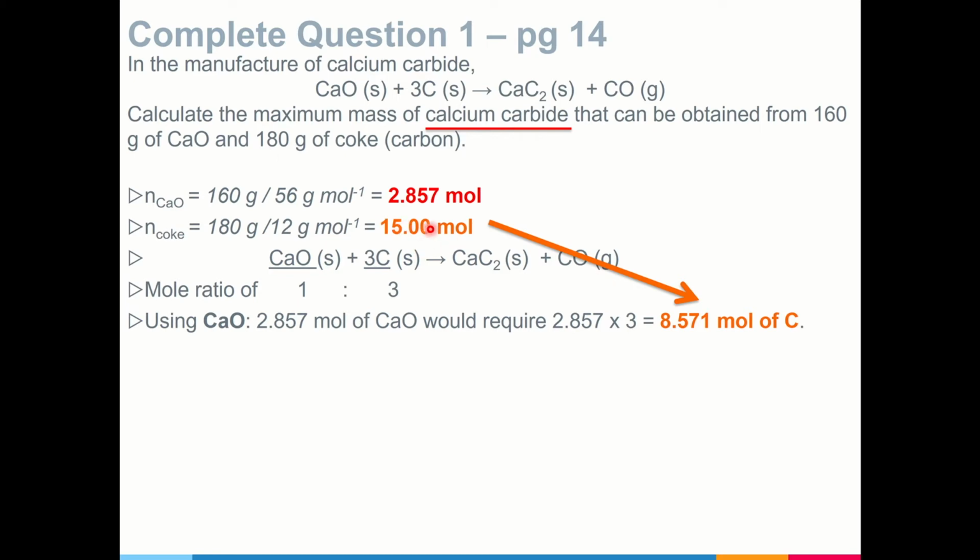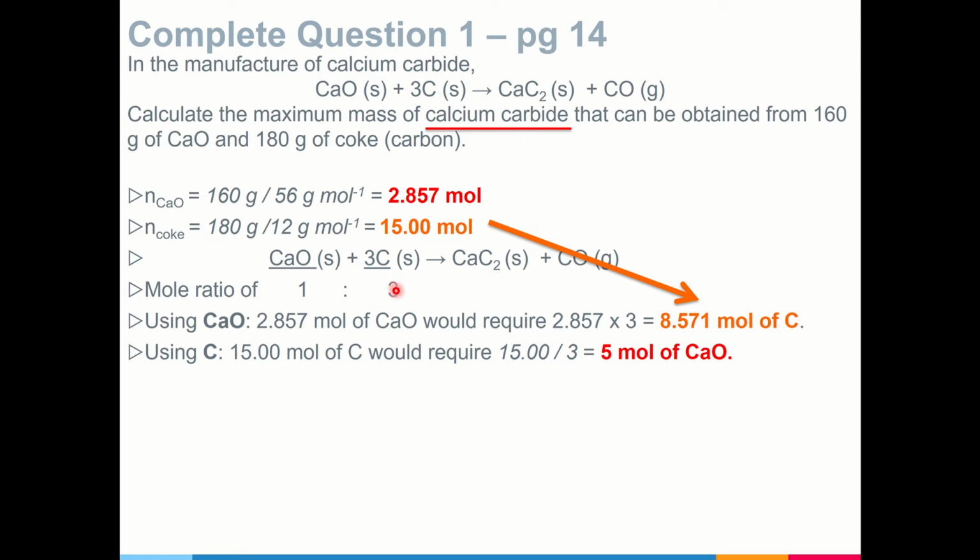And how much are you given? You are given 15 moles of carbon, but you only require 8.57. So at this stage, are you able to identify which one is the limiting and which one is the excess? Yes, right? You're given 15 moles, but you only need this. So carbon is in excess.